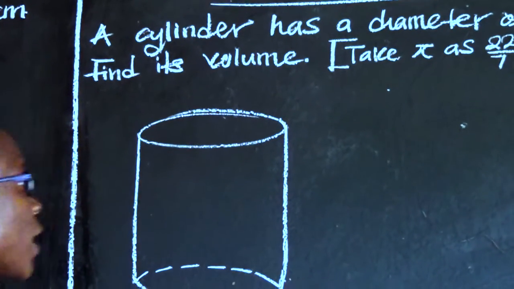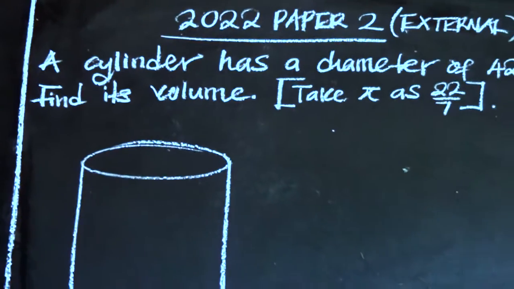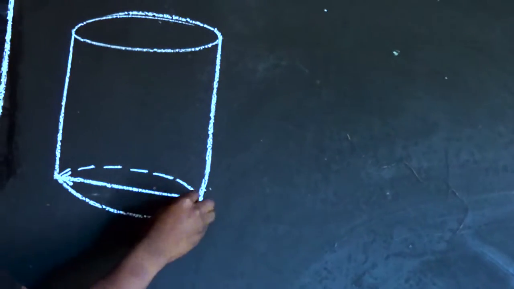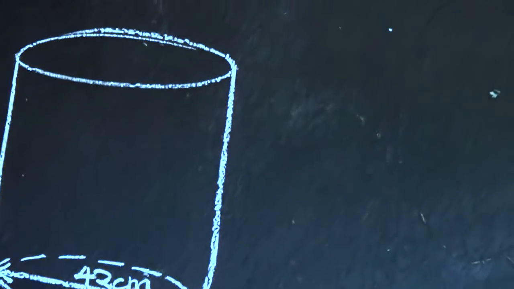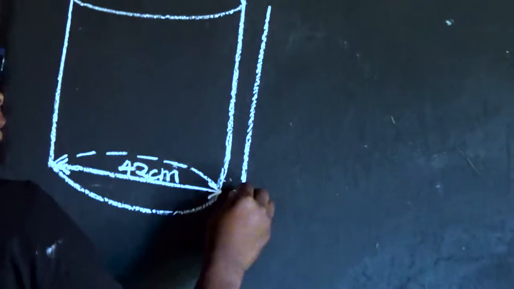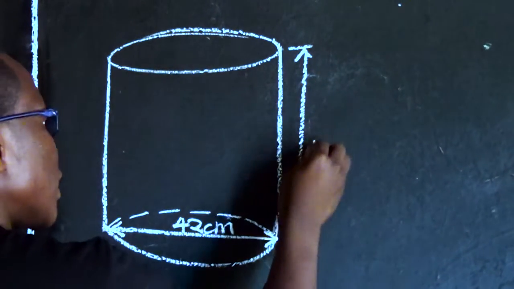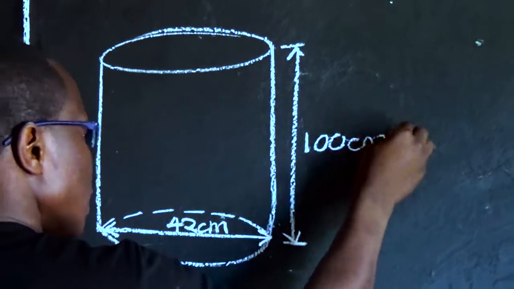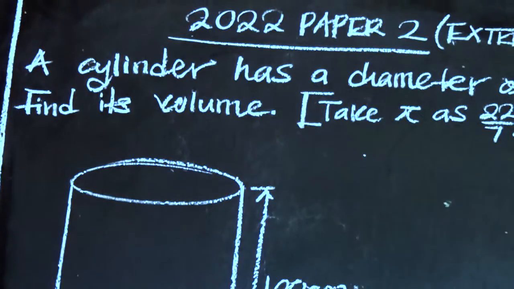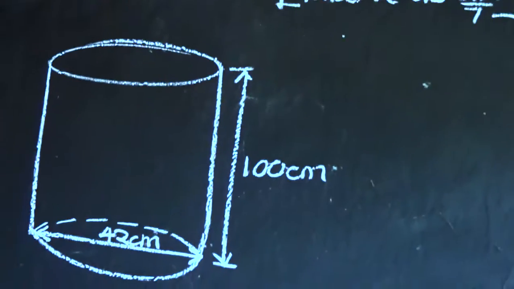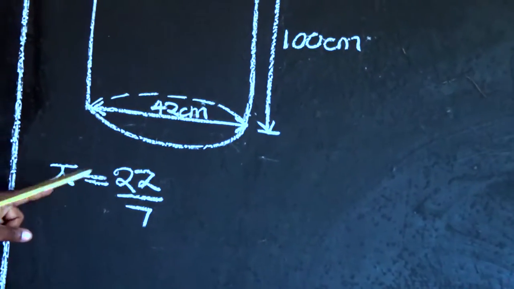I'm just sketching according to the information we have been given. Okay. So now they are saying the diameter of this cylinder is 42. Meaning from this point to this point, this is what? This is 42 centimeters. And then the height of this cylinder, we have been told the height is what? 100 centimeters. Are we moving together? Then we are being told to find the what? The volume. Taking pi to be 22 over 7. Now in this case, the pi you have been given to be 22 over 7.